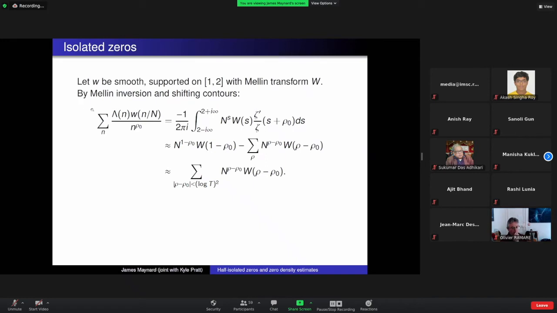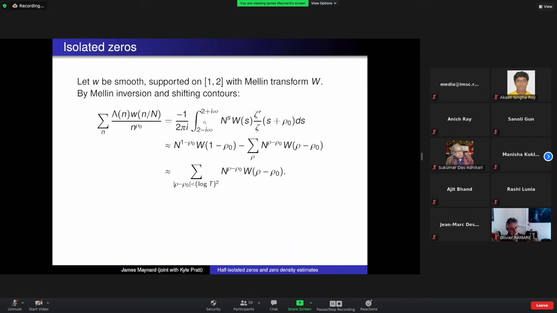And I'm now going to consider the following sum. It's just going to be Lambda of n, little w of little n divided by capital N, divided by n to the rho naught. So you should think of this sum as supported on values of little n between capital N and 2 capital N. And so we should think of this as maybe some Dirichlet polynomial of length capital N evaluated at a half isolated zero rho naught. But for the moment, I'm not even going to assume that we can think of rho naught as some zero of the zeta function.